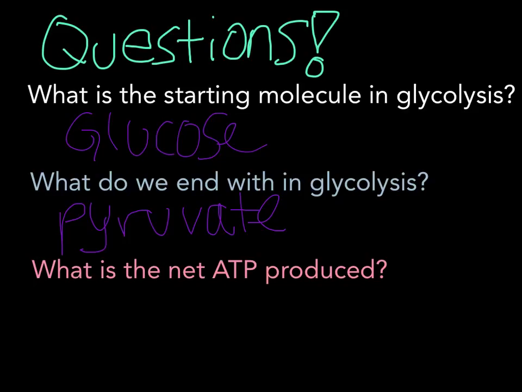This brings us to the last question, what is the net ATP produced? In the beginning, you use 2 ATPs, and then you produce 4 ATPs later, so that brings us to a net production of 2 ATP.